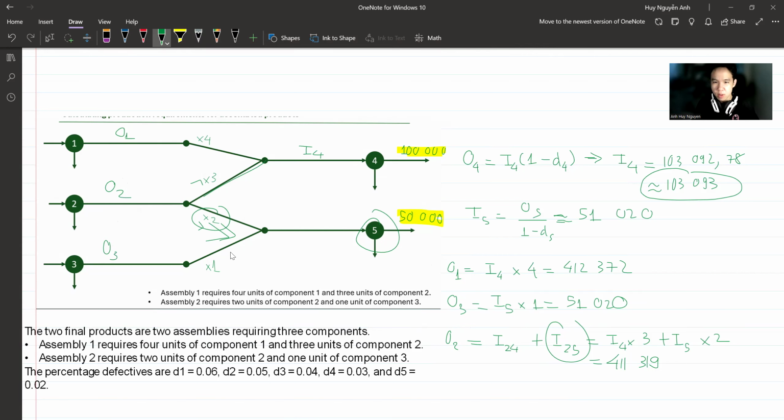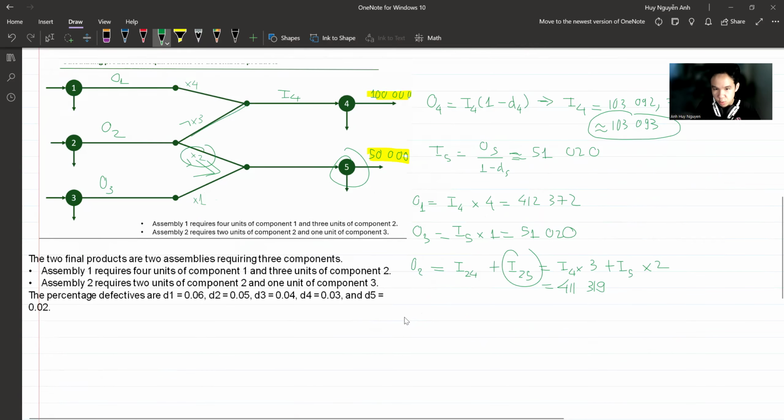Once you have O1, O2, and O3, you can just calculate the inputs. It's very easy. You just use the formula. The hard part is using the logic right here. How do we calculate I1? You just need to use O1 like this. The same thing for these. I believe you guys can calculate it for yourself.